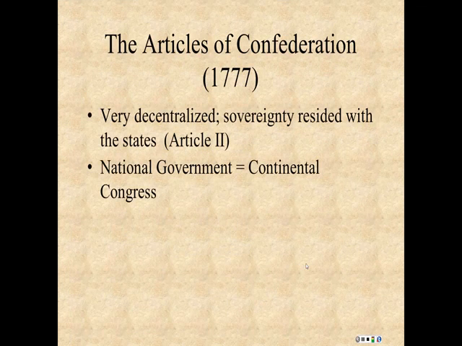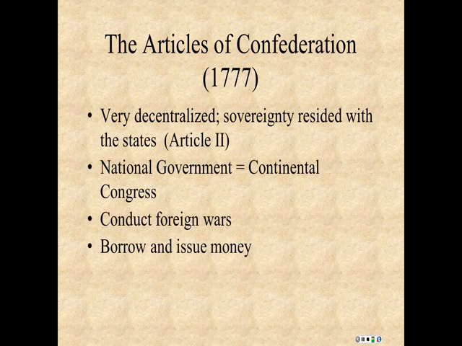The national government was the Continental Congress during that time, and the Continental Congress had the power to conduct foreign wars and to borrow and issue money. They borrowed a lot of money. They went in debt to fight the Revolutionary War. They issued a lot of money, like Confederate dollars, which became basically worthless because there was nothing really behind them. And as you'll see in a second, the Articles of Confederation didn't have very much power. It didn't have the power to tax, for instance. It didn't have the power to raise revenue. So it was very limited.